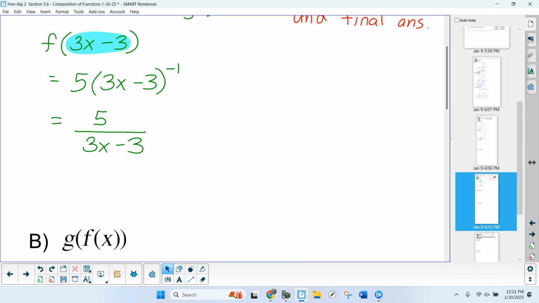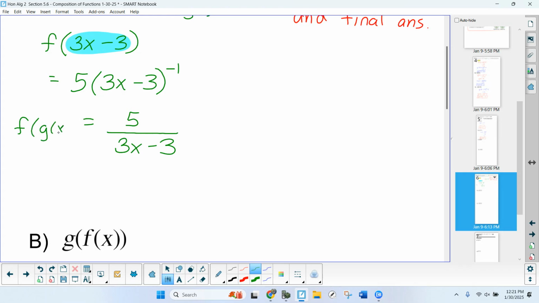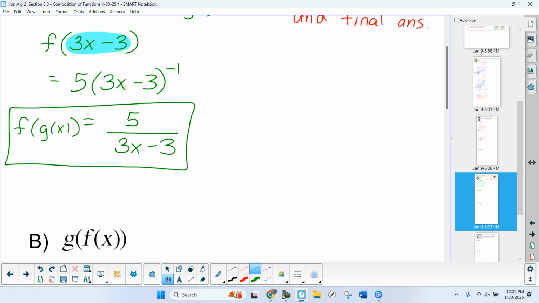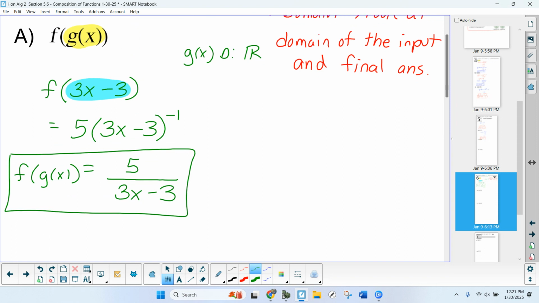Can I simplify this any more? No. So this is f of g of x. Now, domain. We said we had to think about the domain. We already said the domain of our input was all real numbers. And the final answer. Those are the two things we have to input, final answer. What's the domain of this?